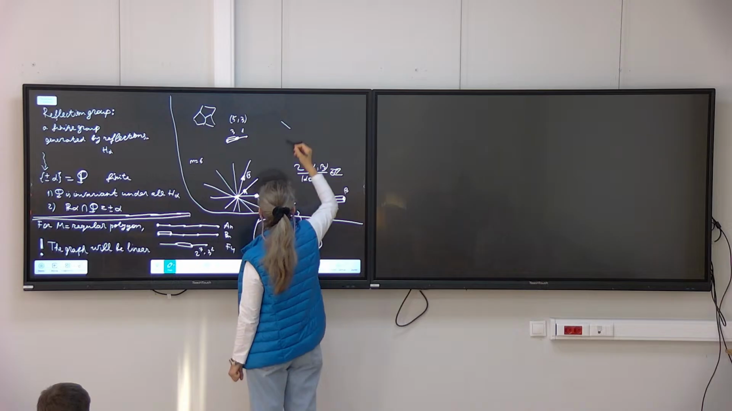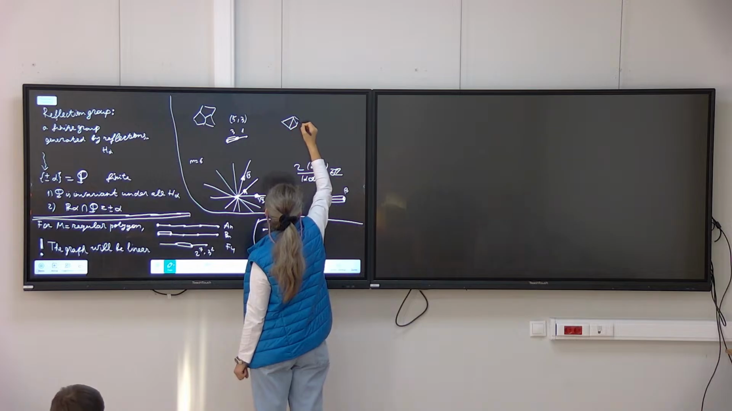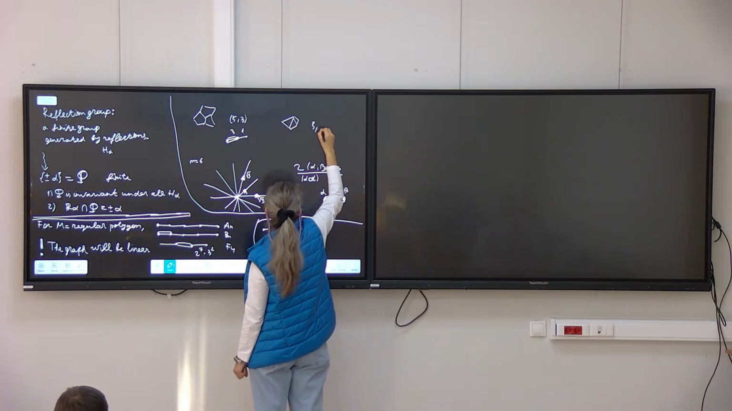What is the Schläfli symbol for the octahedron? This is our octahedron. 3, 4. 3 and 4.